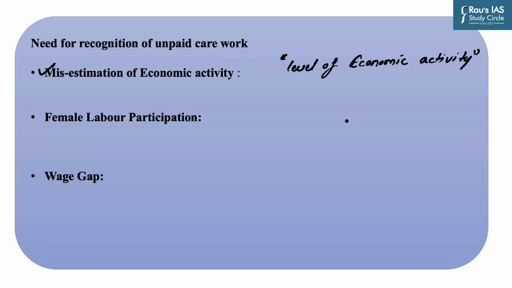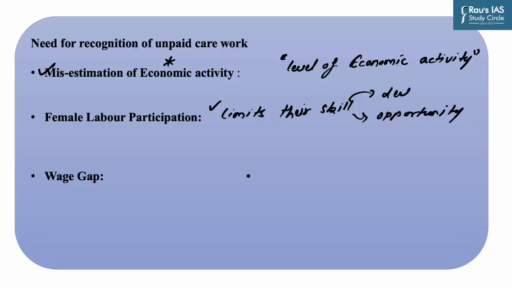Because as you have seen previously, the IMF has suggested that it can boost the GDP by 27%. Now, such a chunk you are ignoring in your calculation, then how can you estimate your economic activity in a correct manner? Now, the second reason is female labor participation. The burden of unpaid care work on women limits their skill development and employment opportunity. This has resulted in a low level of female labor force participation.